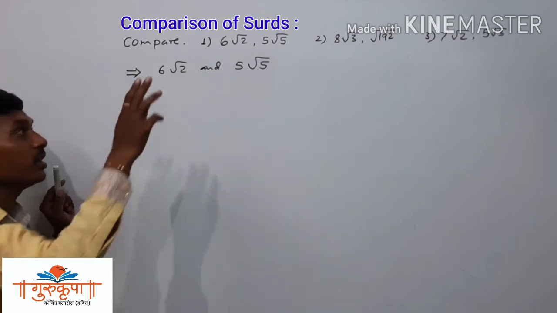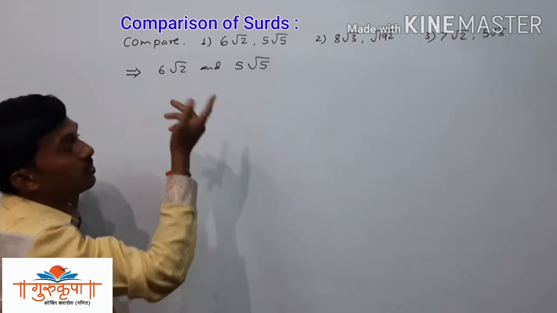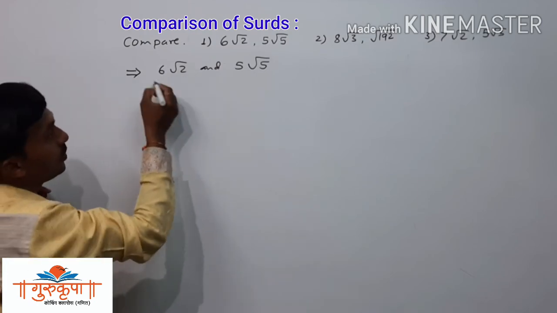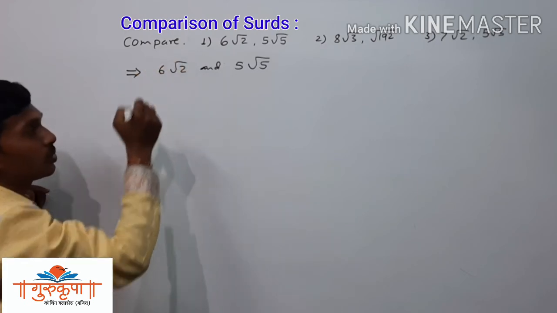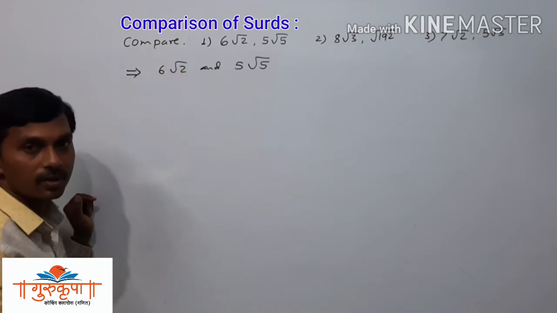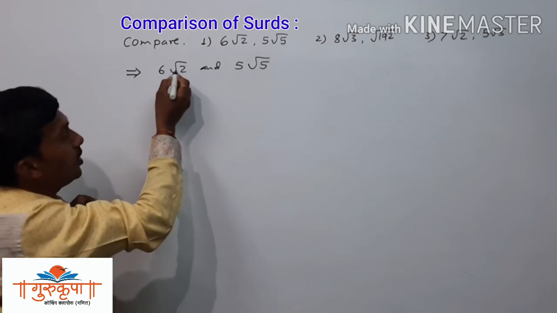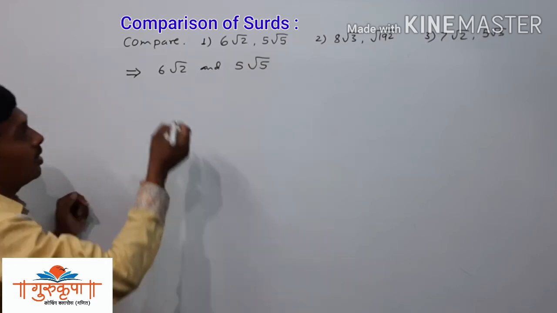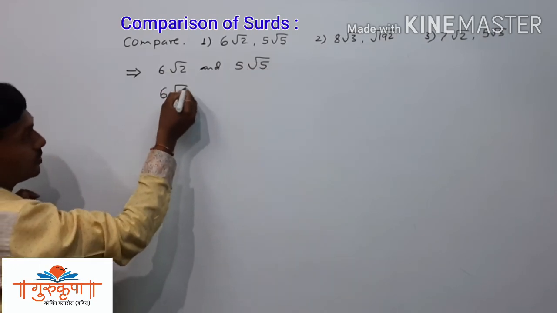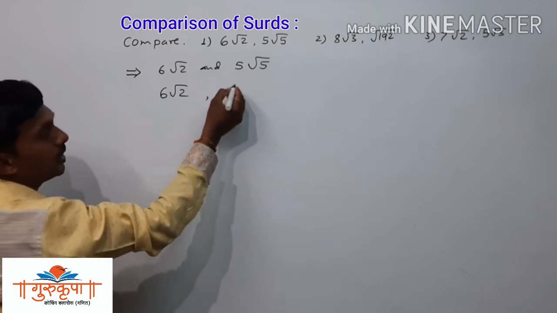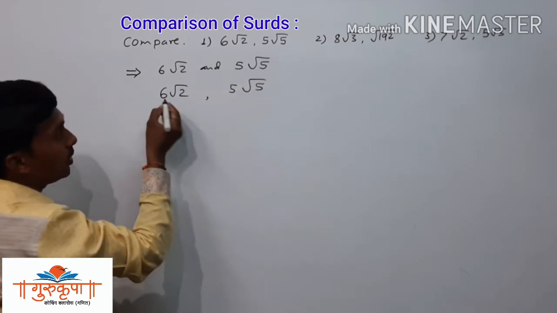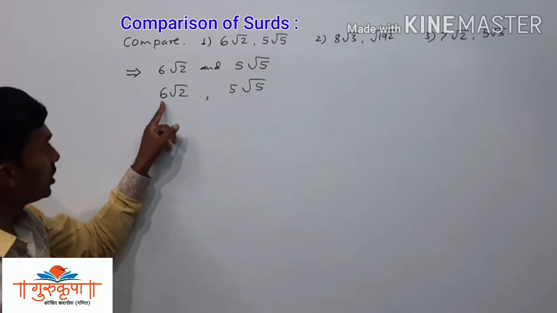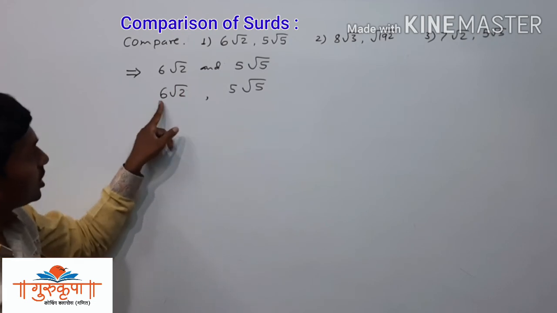Then how to determine which one is the greater surd and which one is the smaller surd? See, this is the simplest form of the surd, 6√2. We cannot further simplify this surd 6√2 and 5√5. But see, here we have 6√2, here we will give a comma, and here we have 5√5. So we will transfer this 6 inside the root. We will shift this 6 inside the root. Outside the root sign 6 is there.